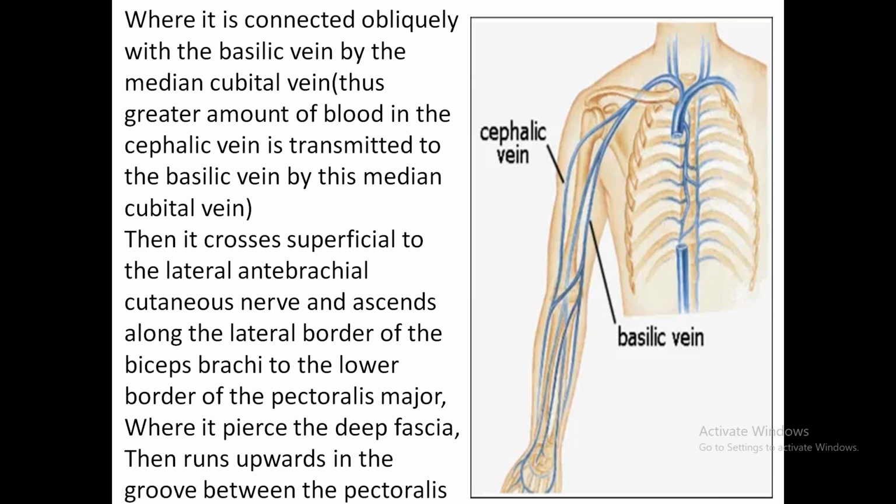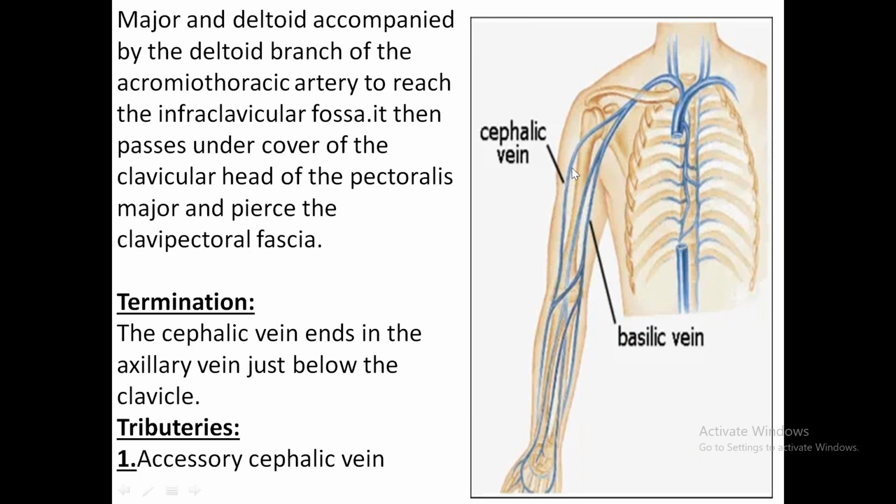to the lower border of the pectoralis major, where it pierces the deep fascia. Then it runs upwards in the groove between the pectoralis major and deltoid muscle, which is called the deltopectoral groove, accompanied by the deltoid branch of the acromiothoracic artery to reach the infraclavicular fossa. It then passes under cover of the clavicular head of the pectoralis major and pierces the clavipectoral fascia. Termination: the cephalic vein ends in the axillary vein just below the clavicle.